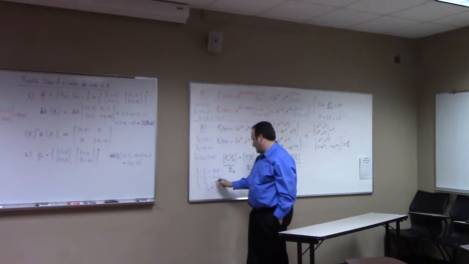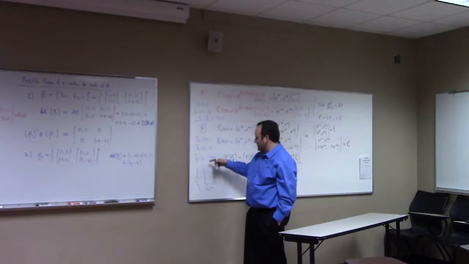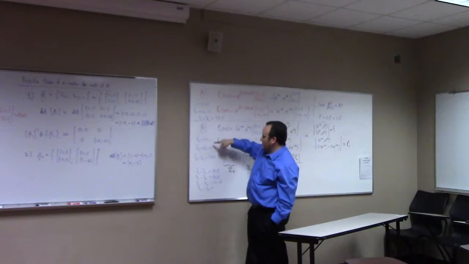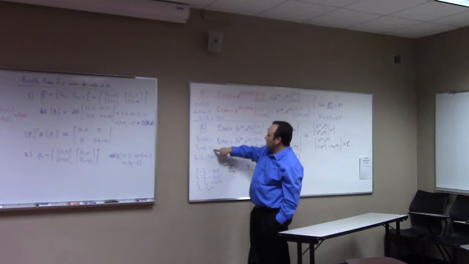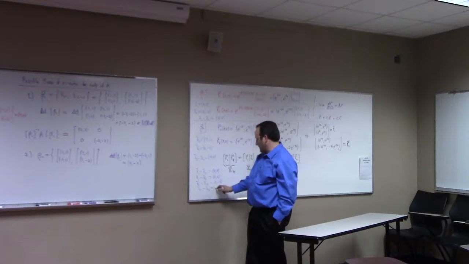Thanks. I was talking myself out of that. Signs are not going well for me. 2 minus 4. So we get minus 4, 0, right?